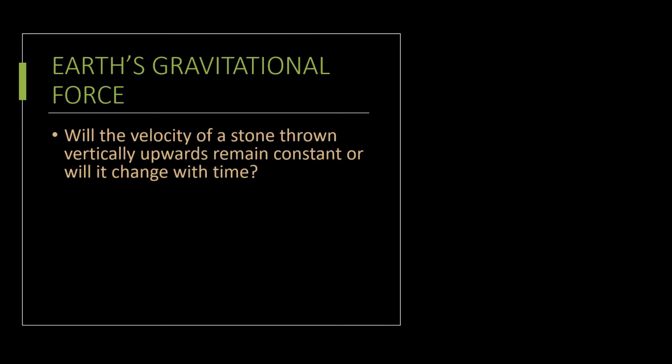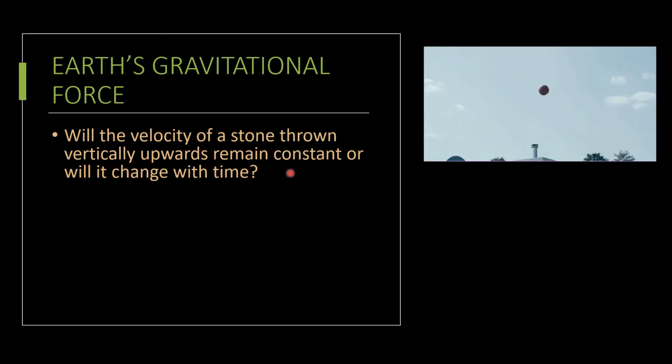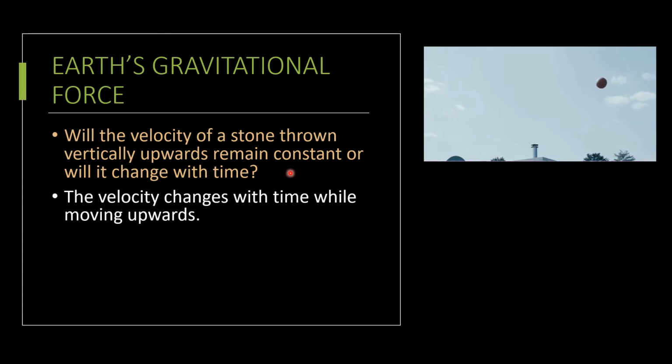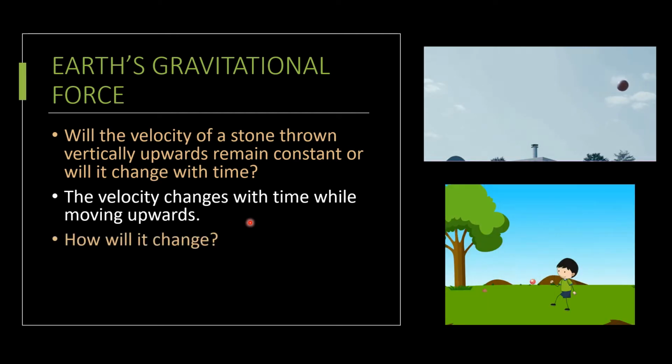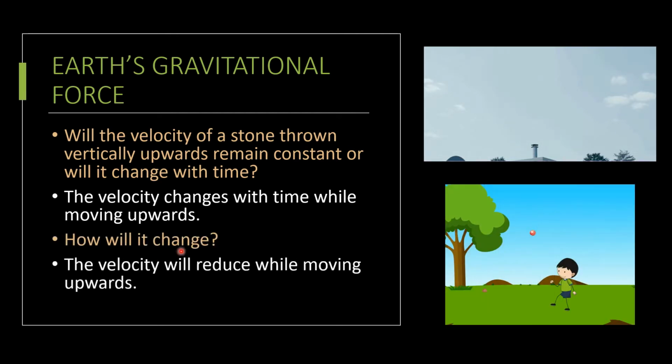First, about Earth's gravitational force. Let us assume you are throwing a stone upwards. Will the velocity of the stone thrown upwards remain constant or will it change with time? Of course, yes. The velocity changes with time while moving upwards. So how will it change? The velocity will reduce while the stone is moving upwards.